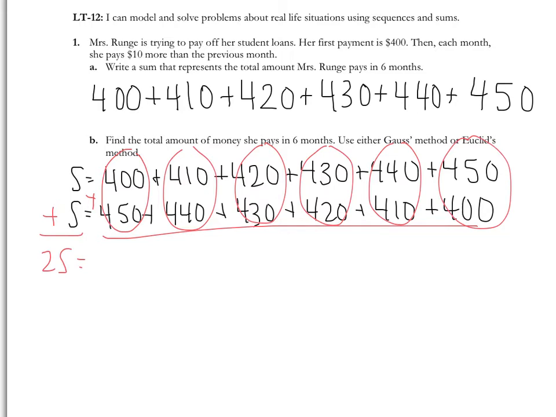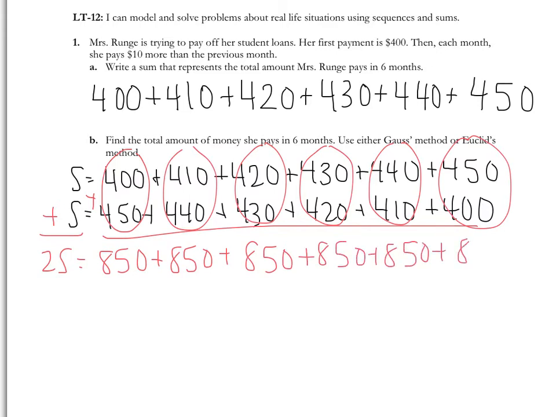So 400 plus 450 is 850. 410 plus 440 is 850. All of these end up adding up to 850. Now normally at this step we would do the last term minus the first term, divide by the common difference, and add 1 to find the number of terms, but in this case there's no plus dot dot dot. We know that there are exactly 6 of these 850s. So to find the value on the right-hand side we just need to take 850 and multiply it by 6.